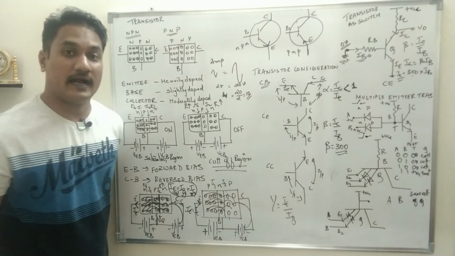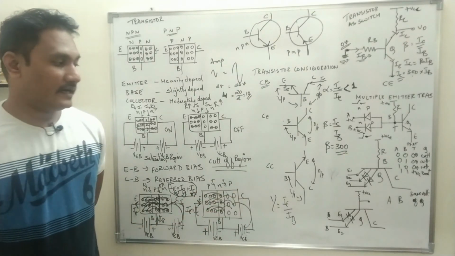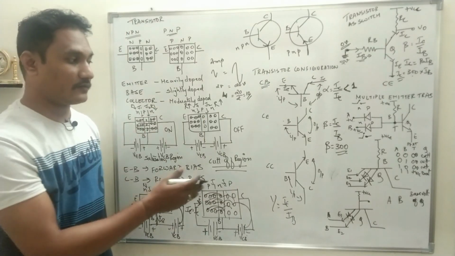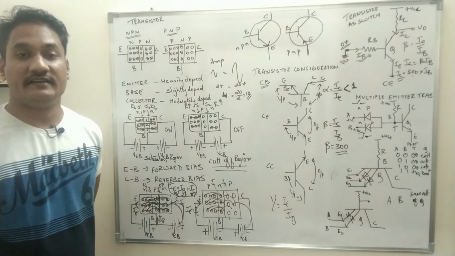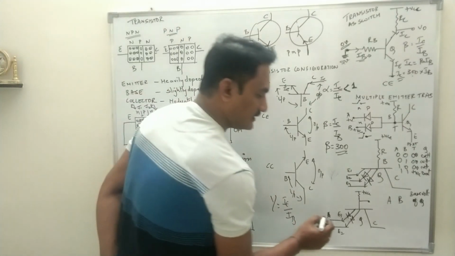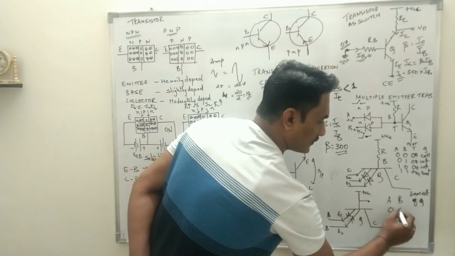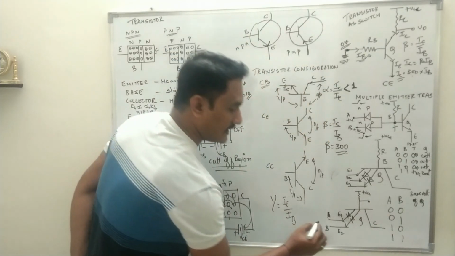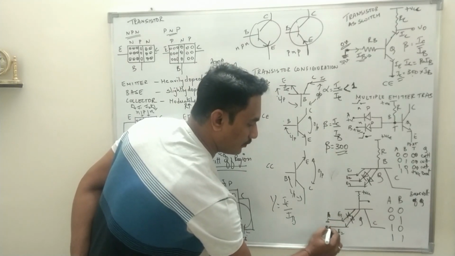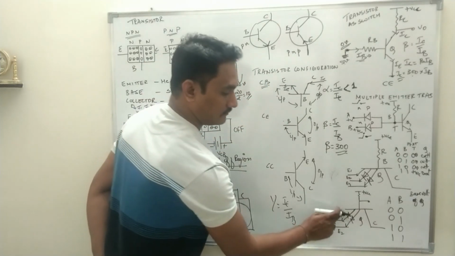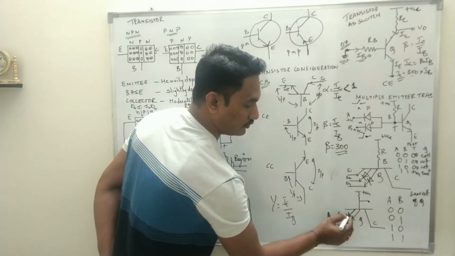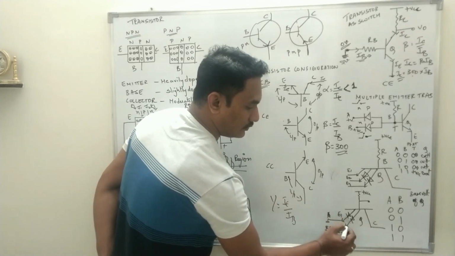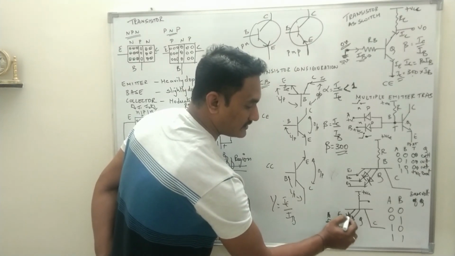Let us try to understand the operation of that multiple emitter transistor, because this is what we are going to use in a TTL logic family. So see, this is A and this is B. How many possible combinations for A and B? 0 0, 0 1, 1 0, 1 1. Now when I say A and B both are 0, that means both A and B are ground terminal. What happens to this PN junction? Both P regions are already connected to positive, N regions are connected to ground. So both the PN junctions are forward bias.